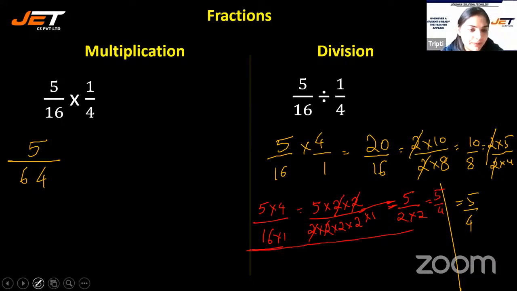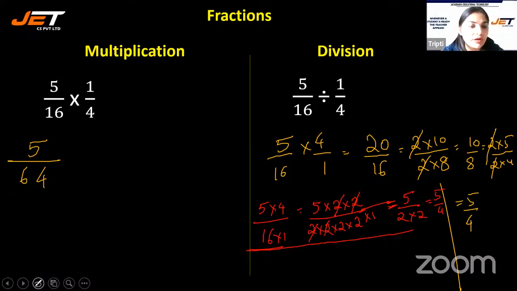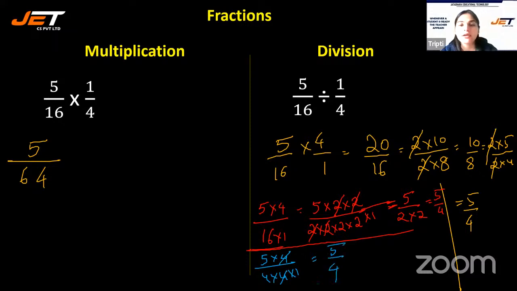Or how you can do it, just the way I have written 16 as 2 times 2 times 2 times 2, you can simply write it as 4 times 4. I'll show you. 5 times 4, 16 can be written as 4 times 4 times 1. So 4 cancelled, it's 5 by 4. It's on you how you split the numbers, how you write the numbers, or how you open up the numbers. It's totally on you. So the answer in whatever case will be similar.